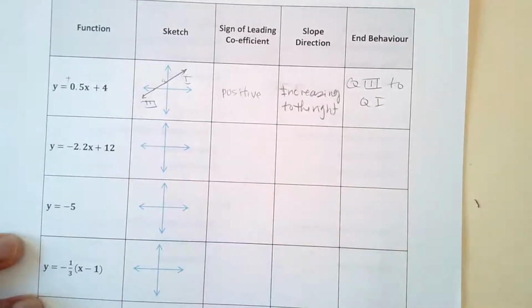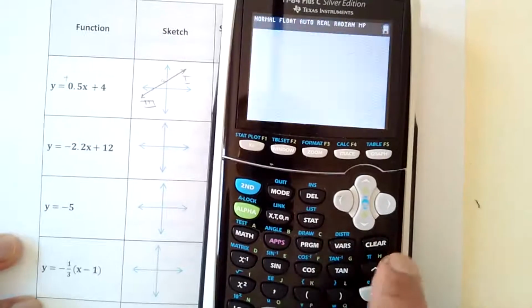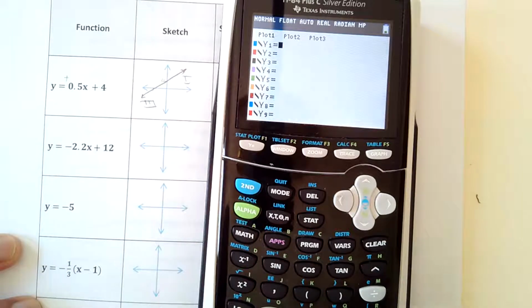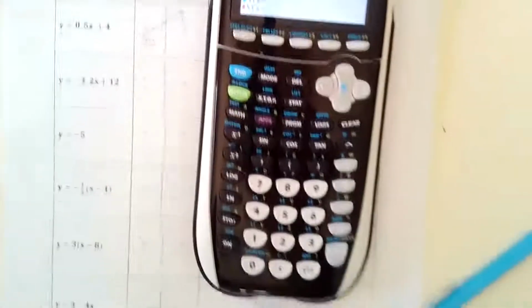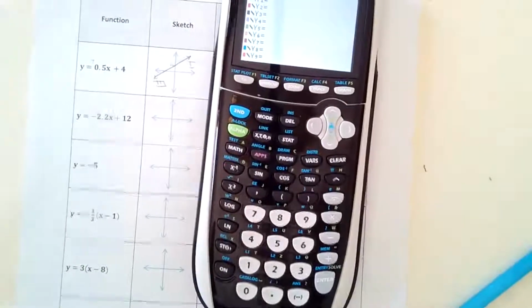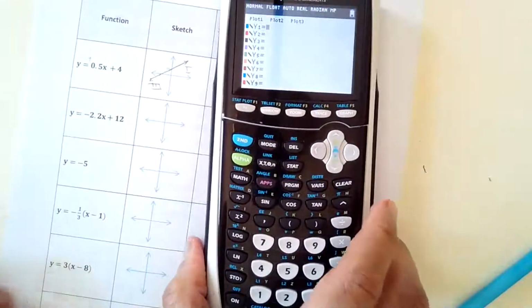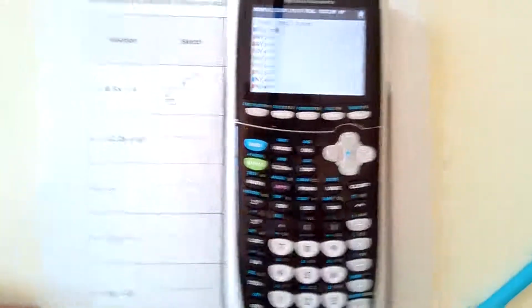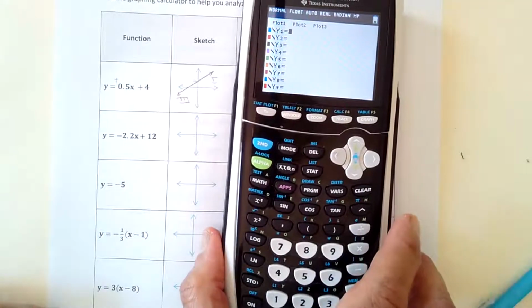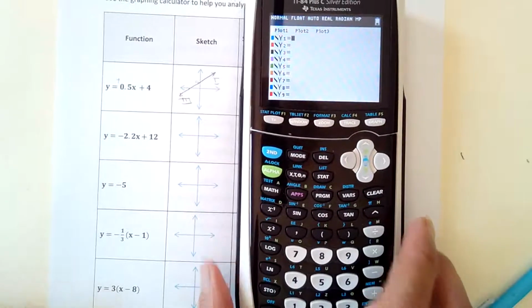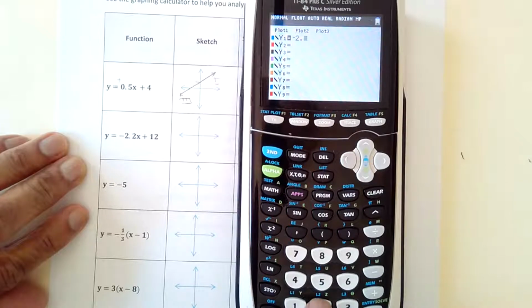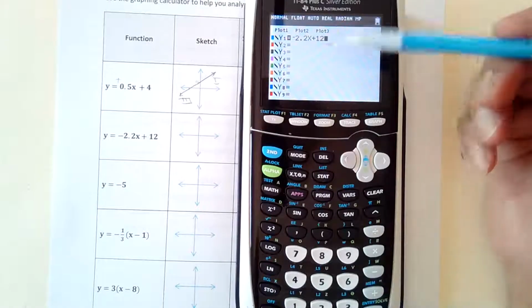Now the next one, we'll do a similar one here. Go to the Y= button, clear that. Negative 2.2. Now just remember to use your negative sign, not your subtract sign in your calculator. Okay. So we have negative 2.2x, so we put negative 2.2x plus 12. Now, the y-intercept is 12.